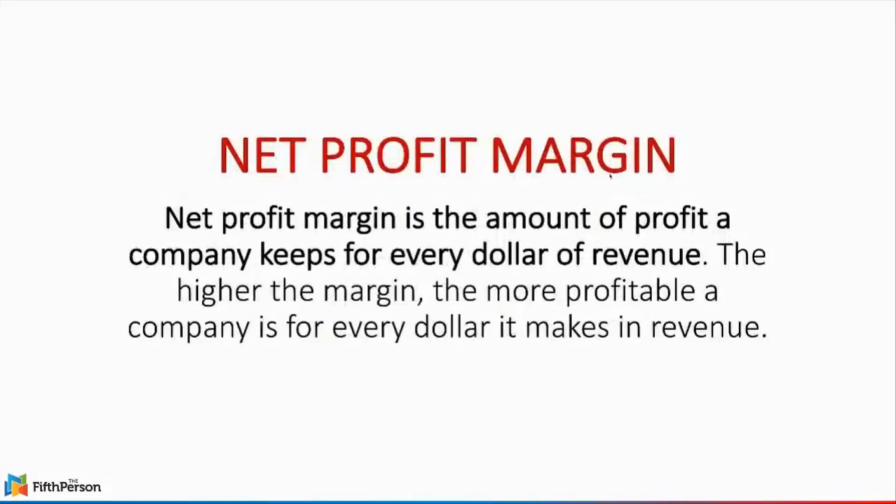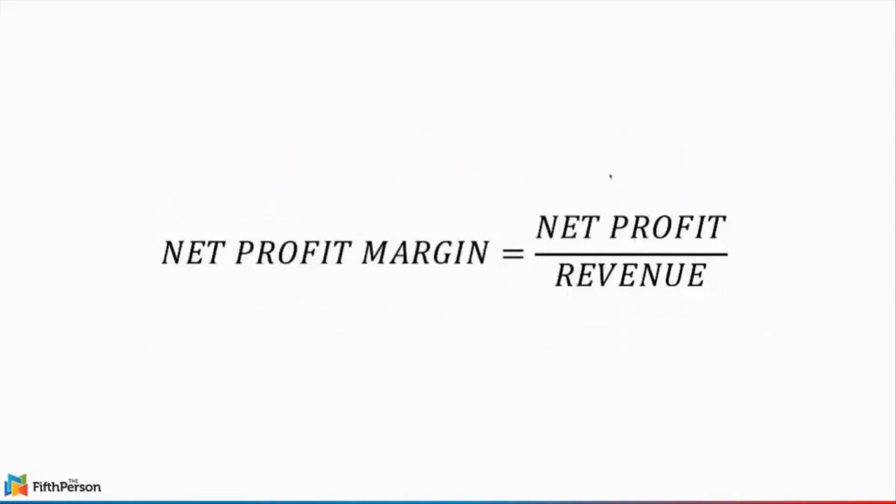The next ratio that I always look at is the net profit margin, which is your net profit over your total revenue. It is the amount of profit a company keeps for every dollar of revenue. So the higher the margin, the more profitable a company is for every dollar it makes in revenue. Okay, so this is the formula: net profit over the revenue.